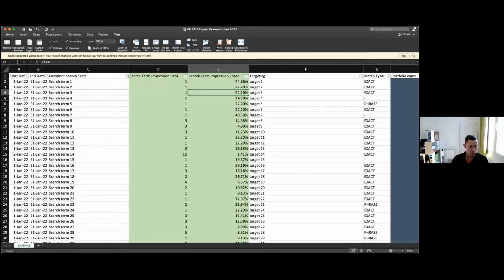Now, a counterexample, row 15 here, search term impression rank, we're 15. So we're not even close to the top 10. And right now, I don't know what keyword this is because I didn't look at it before I edited the information, but we're only 1.41% of the impression share. So we're grabbing a tiny sliver of the market right now for this keyword. Now, the question is, is it a keyword that we want to chase? Is the performance okay? Should we go after it?